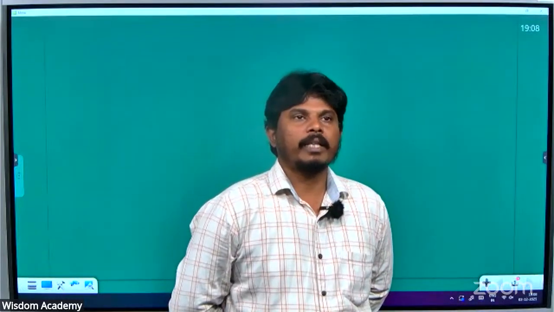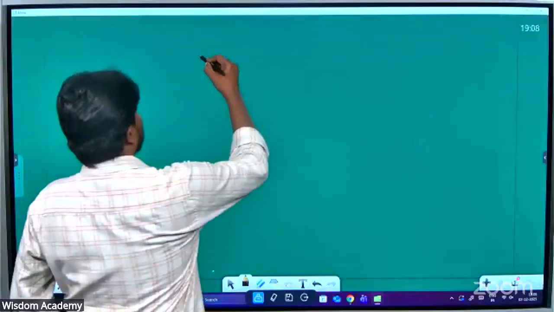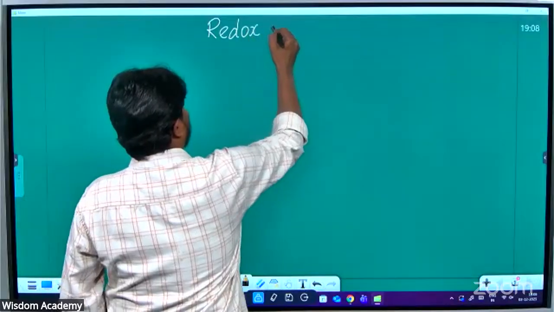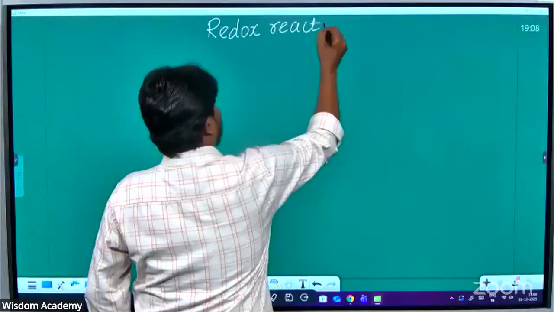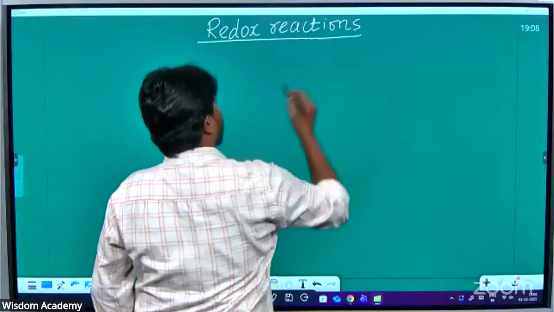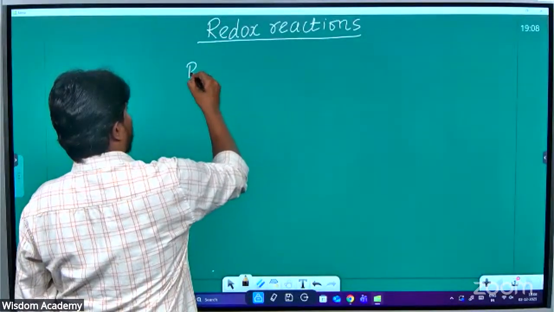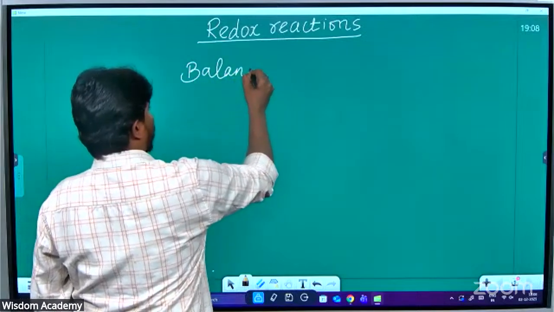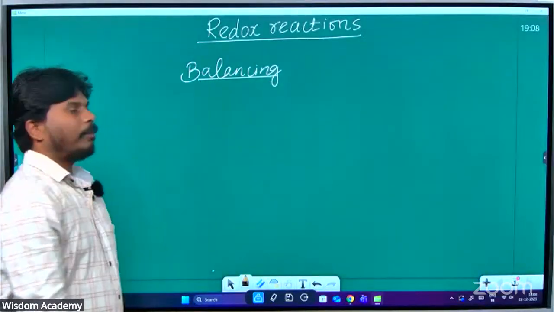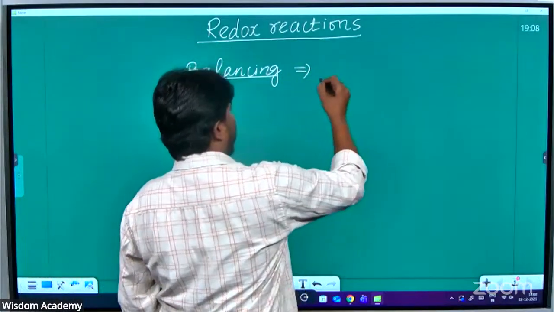Balancing redox reaction by half reaction method. No doubt. Balancing redox reaction by half reaction method, or ion electron method.